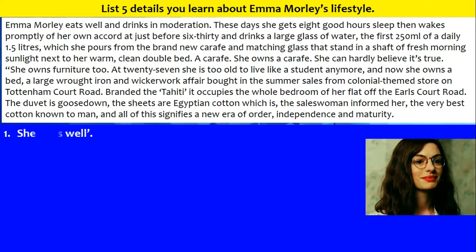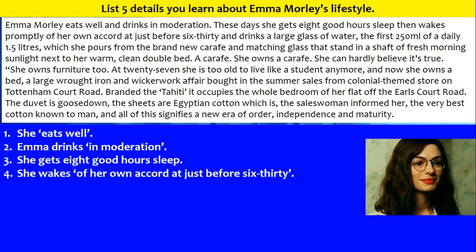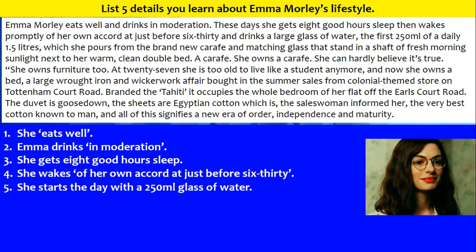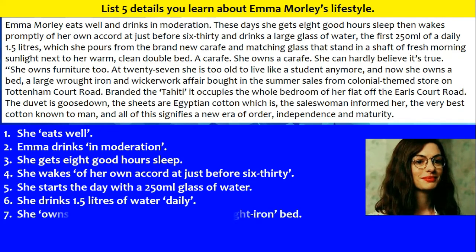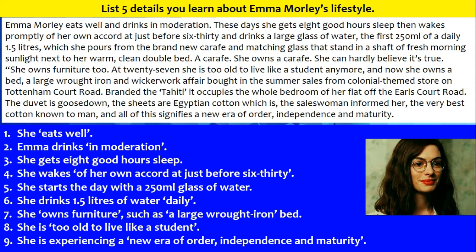So the answers would be, she eats well, or Emma Morley eats well. Emma drinks in moderation. She gets 8 good hours sleep. She wakes of her own accord at just before 6:30. She starts the day with a 250 ml glass of water. She drinks 1.5 litres of water daily. She owns furniture such as a large wrought iron bed. She's too old to live like a student. She experienced a new era of order, independence and maturity.